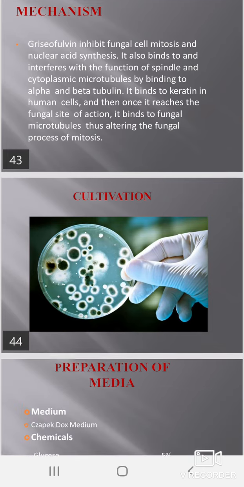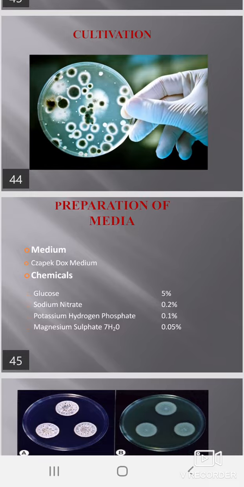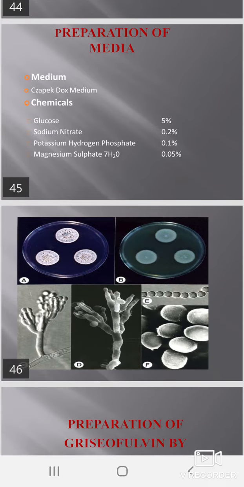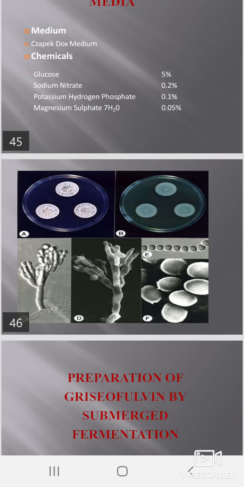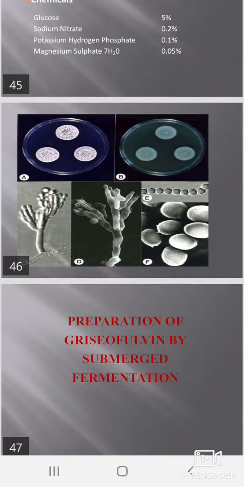Cultivation, you can see in the diagram clearly. Next, preparation of media. Czapek Dox medium chemicals: glucose 5%, sodium nitrate 0.2%, potassium hydrogen phosphate 0.1%, and magnesium sulfate 0.05%. You can see in the diagram.